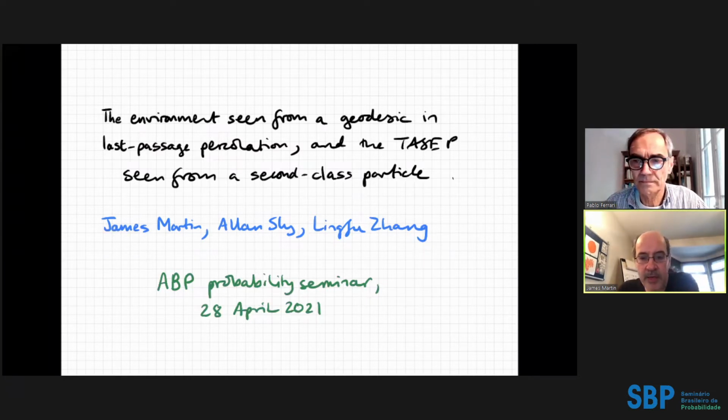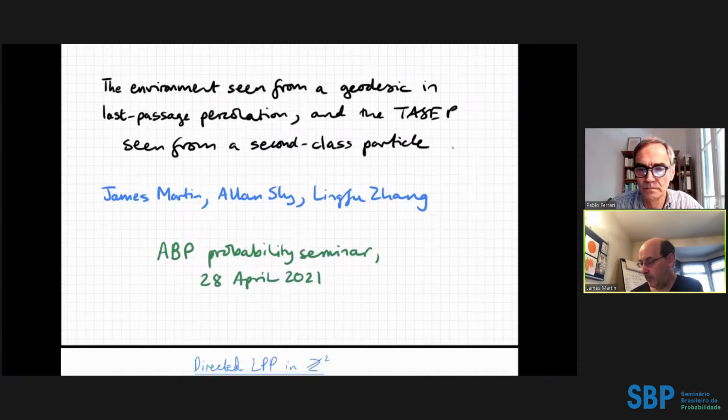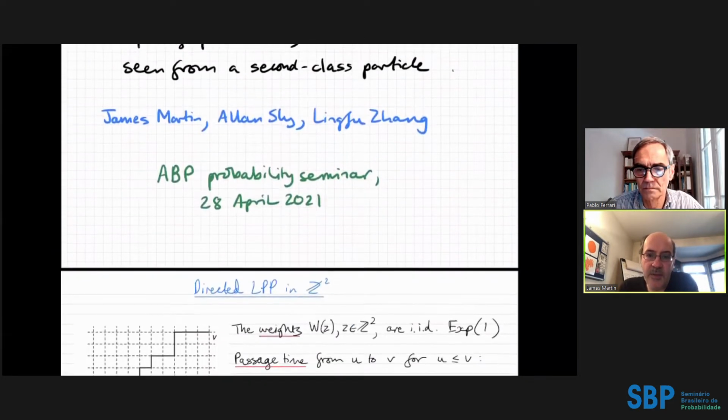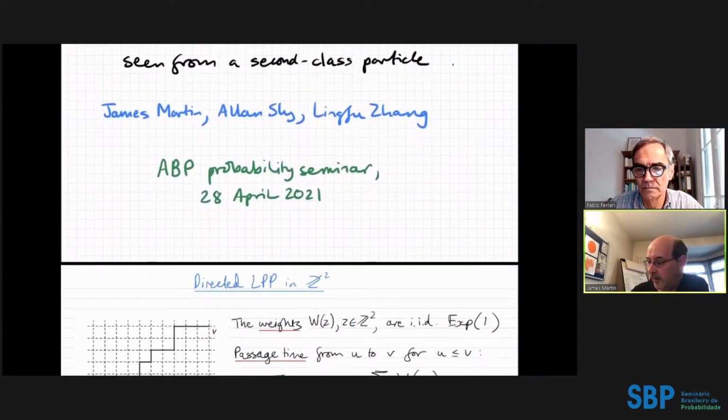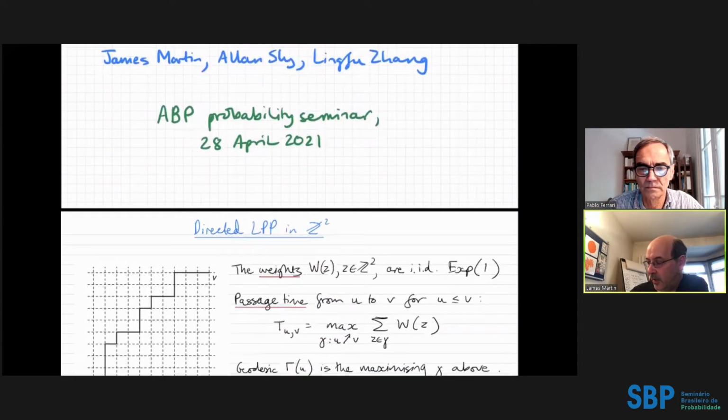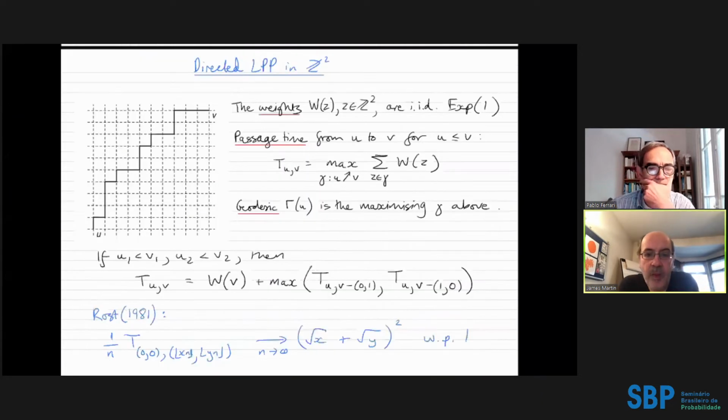So hopefully there'll be a paper on the arXiv in a week or two. It's in final draft stage. It's about particular problems in last passage percolation, which we attack using ideas from interacting particle systems, so the TASEP in particular.